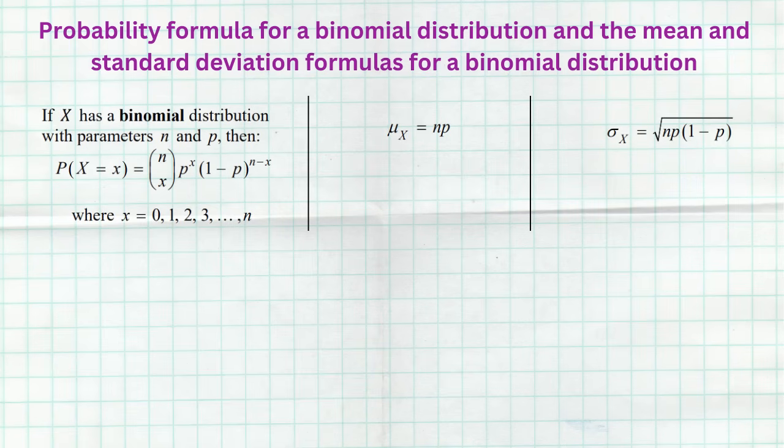So on the far left here, we have the formula for the probability of a certain number of successes out of n trials. In the middle, we have the mean of that binomial distribution. And on the far right, we have the standard deviation of that binomial distribution. But just note that these formulas can only be used if you've confirmed that you have a binomial distribution. All right, so let's walk through a problem where you're going to see this all used.